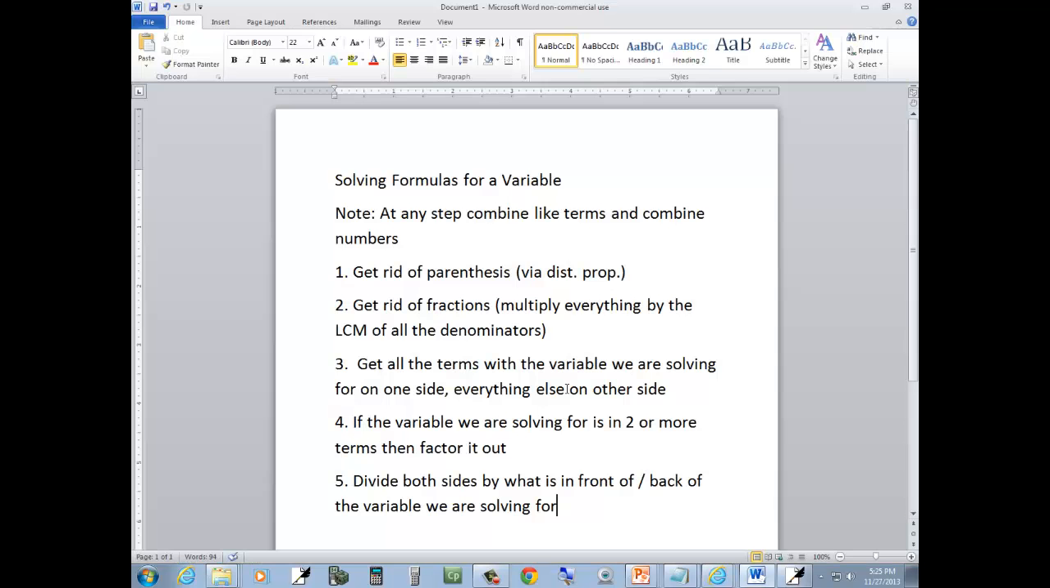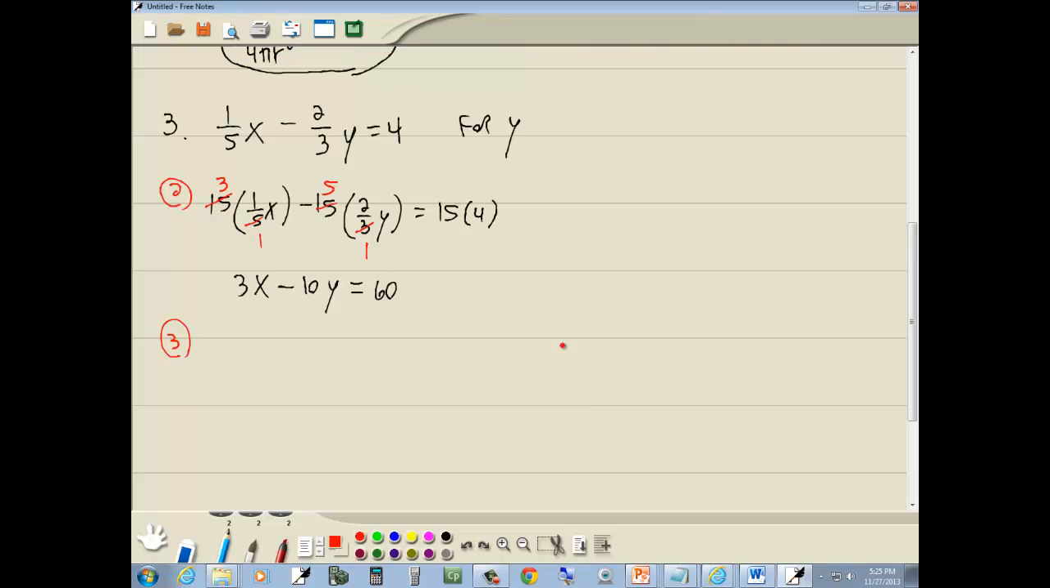Step 3. Get all the terms of the variable we're solving for on one side, everything else on the other side. We're solving for y. I'm going to take this negative 10y to the right side, and I'll take this 60 to the left side. Doesn't matter actually which side you take it to. I did that so I could make this a positive 10y. So take the 60 to the left side, becomes a negative 60. Take the negative 10y to the right side, and becomes a positive 10y.